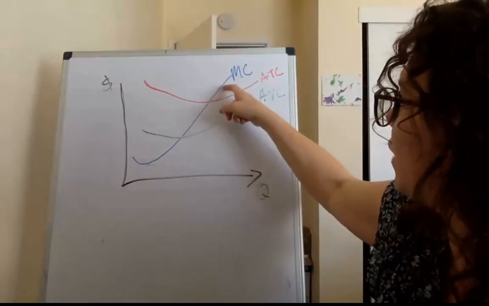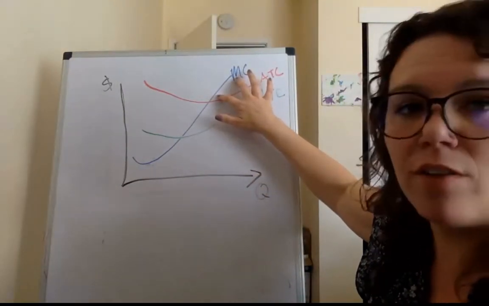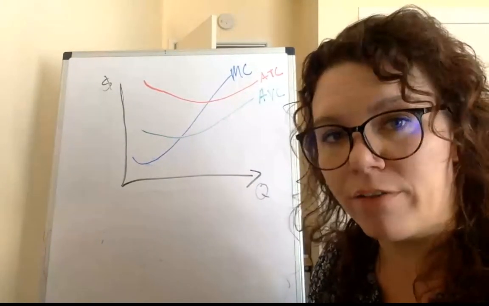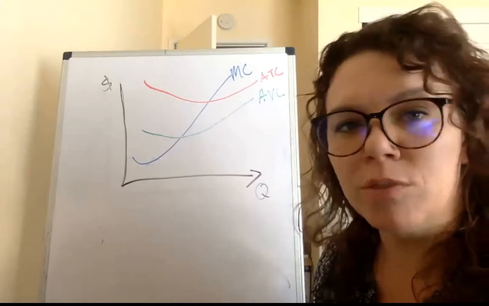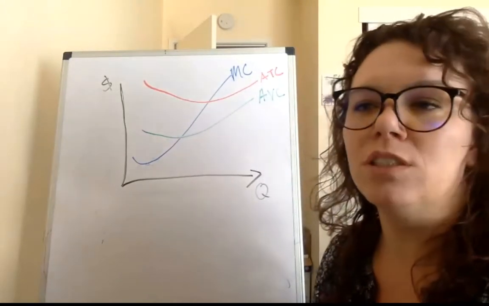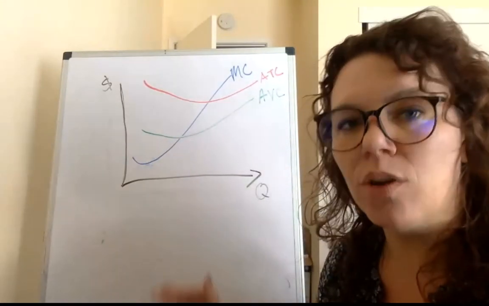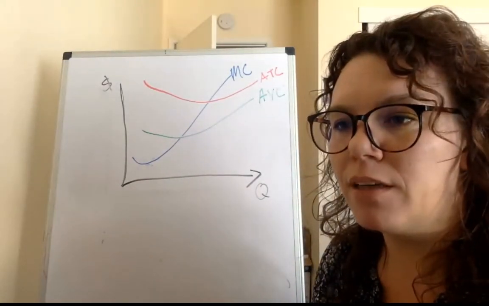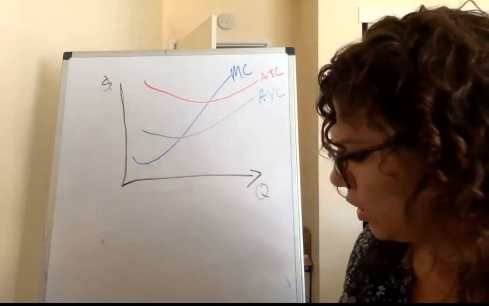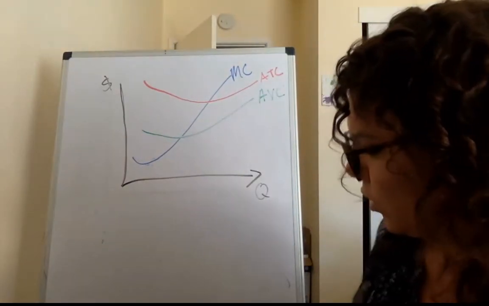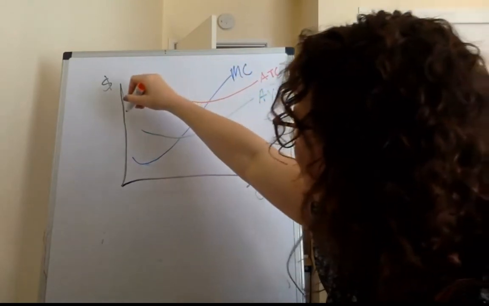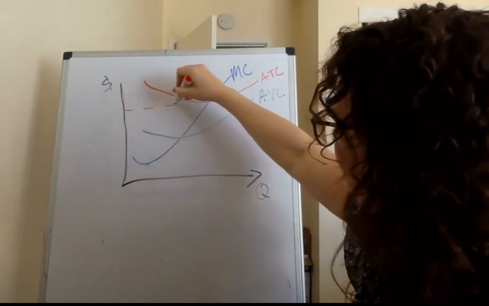Anywhere above the average total cost curve, this section of the marginal cost curve, that's where firms are going to be earning economic profit. And so new firms are going to enter the marketplace, which is going to shift the supply curve out, lowering the price and decreasing profits. Long run equilibrium occurs where marginal cost is equal to average total cost is equal to marginal revenue.